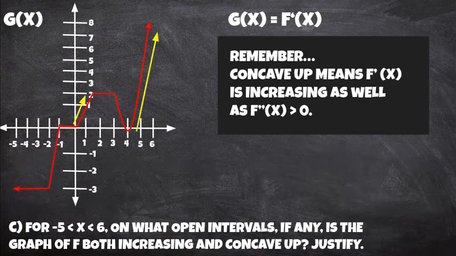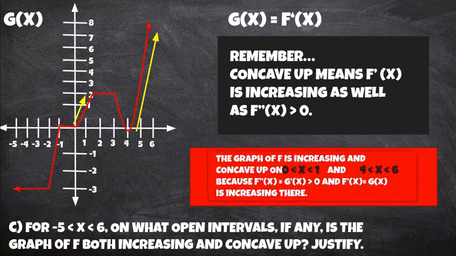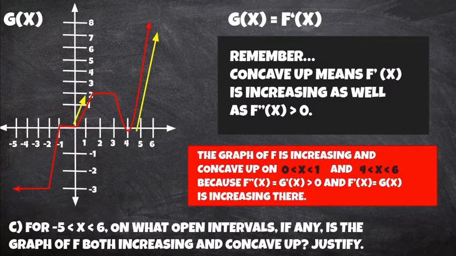When doing so, you get that these 2 intervals with the yellow arrows are concave up, so you get 0 to 1, and 4 to 6. However, you can't just leave it like this. You have to write a justification. The graph of f is increasing and concave up from 0 to 1 and 4 to 6 because f double prime, which is g prime, is greater than 0, and f prime, which is g of x, is increasing there.